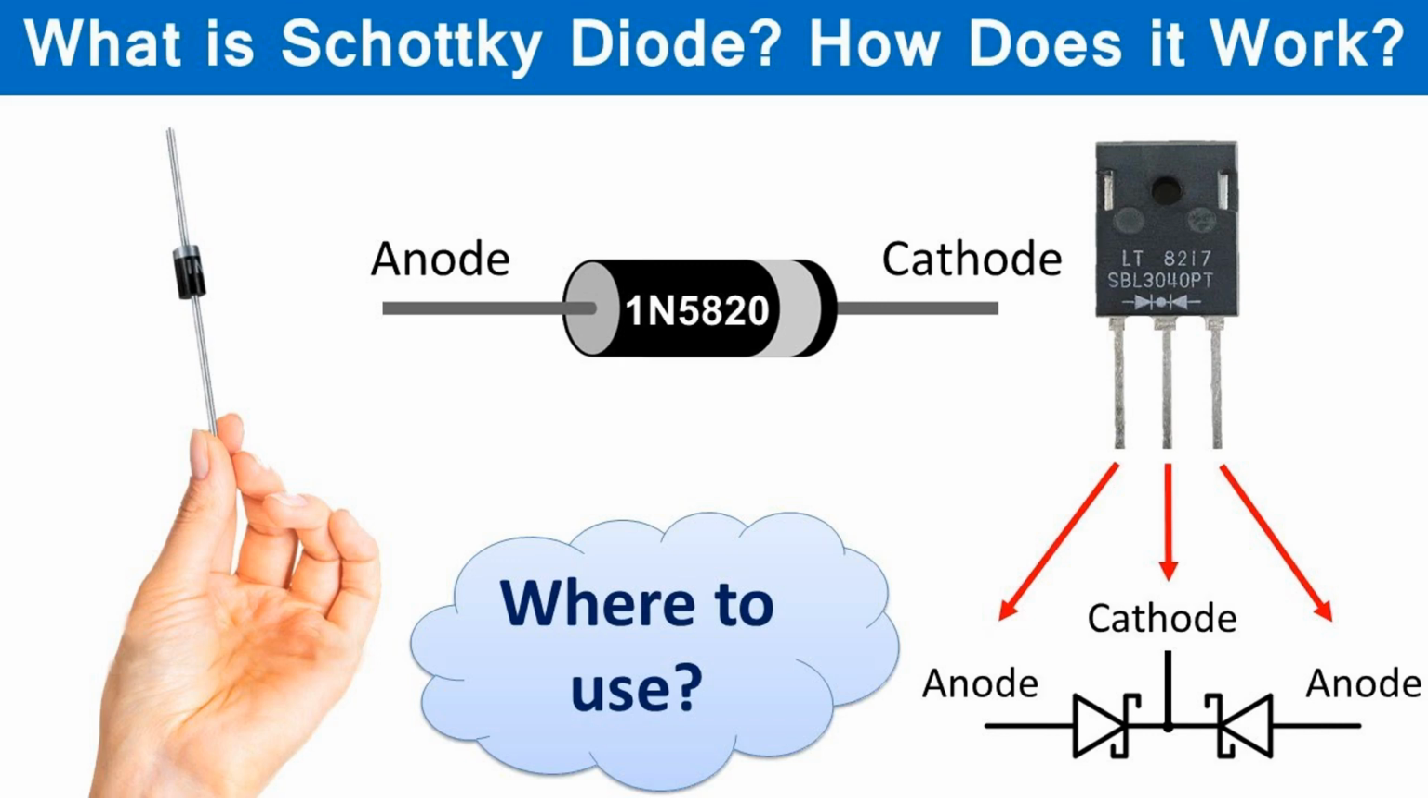Full-wave rectifiers. Full-wave rectifiers use four diodes arranged in a bridge configuration, known as a bridge rectifier, to convert both the positive and negative halves of the AC waveform into DC. This results in a more continuous and smoother DC output compared to half-wave rectifiers.